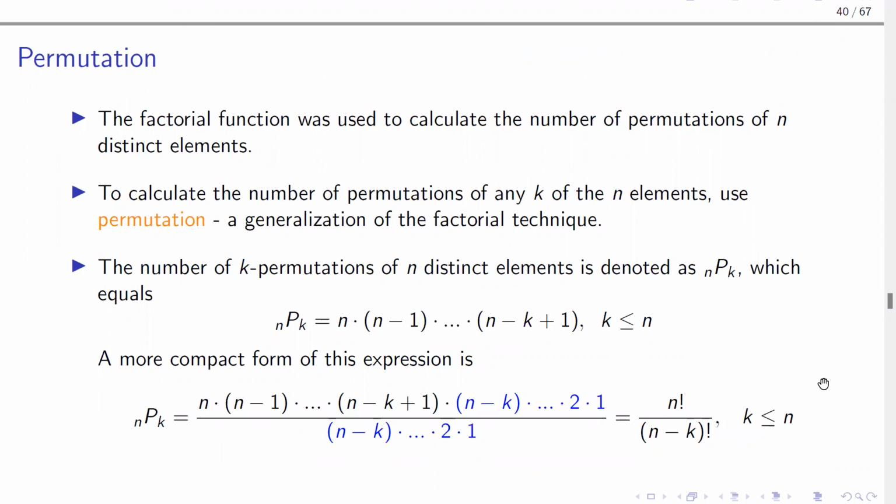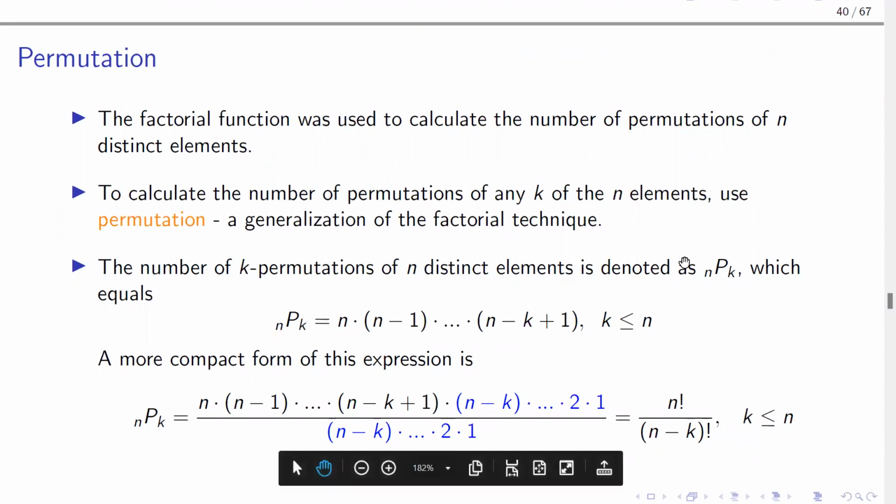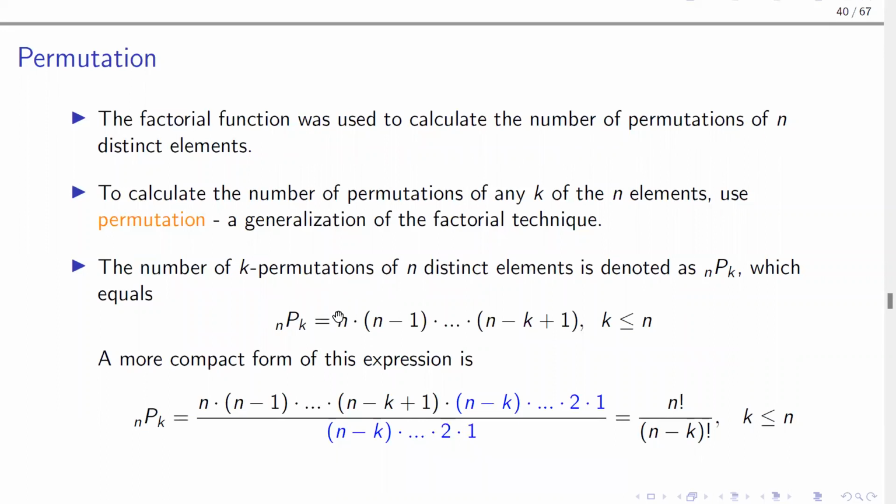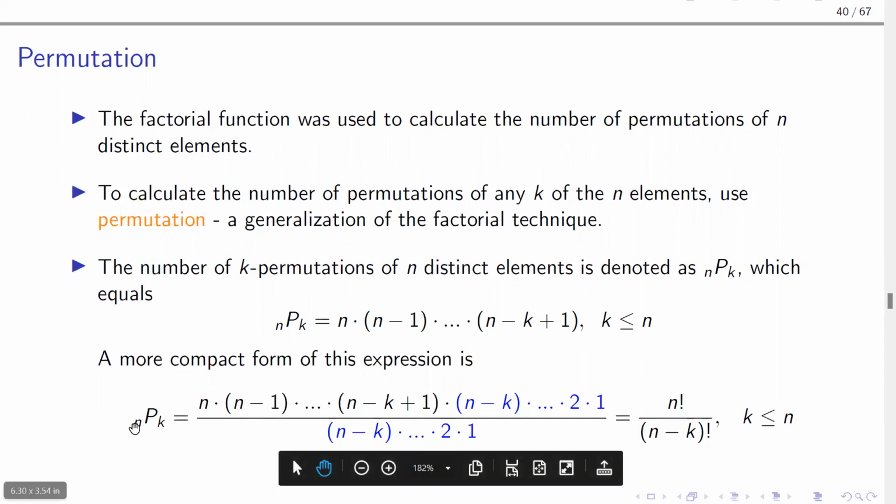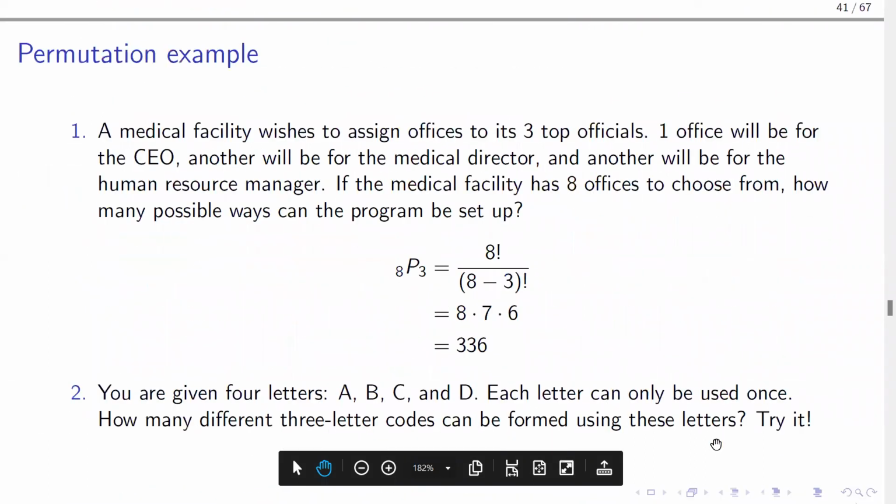So the number of k-permutations of n distinct elements is denoted as nPk, which equals n times n minus 1 times all the way to n minus k plus 1, where k is less than or equal to n. So we have n permutation k as n factorial all over n minus k all factorial. So as an example, let us see.